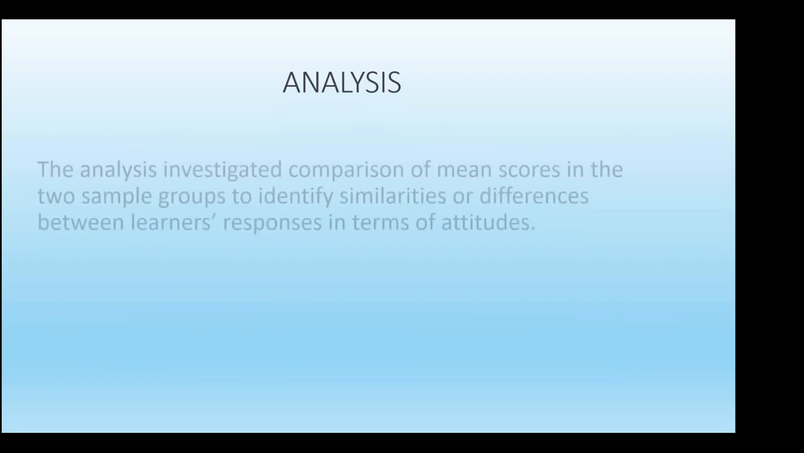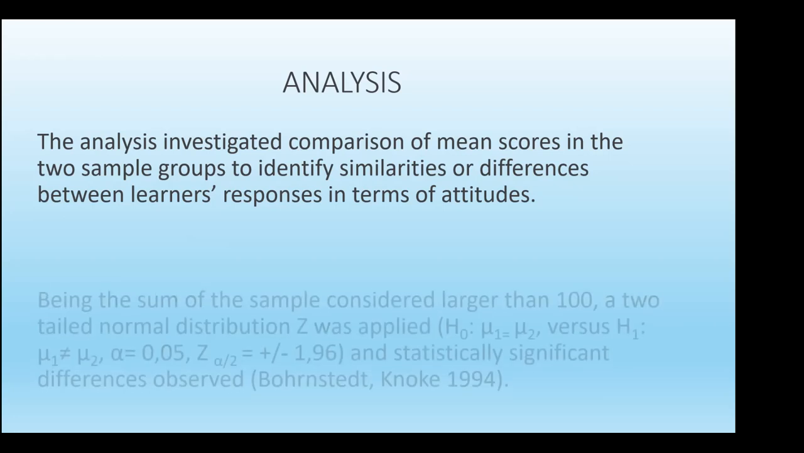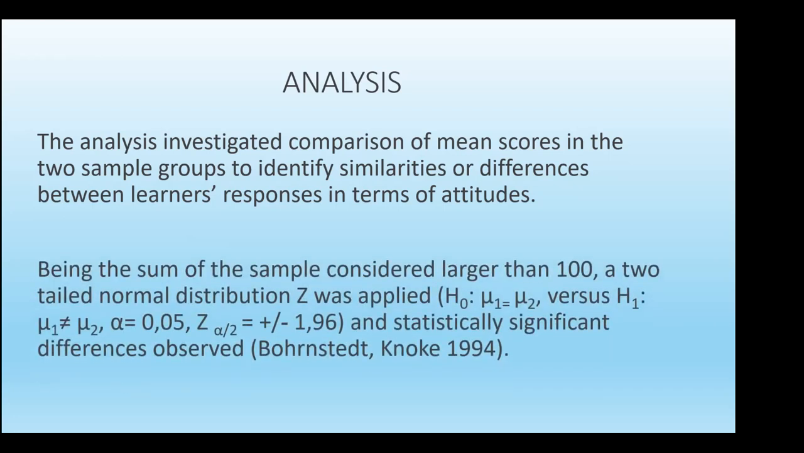So I'll go into the analysis. I'll explain how I carried out the analysis. The analysis investigated a comparison of mean scores in the two sample groups. I carried out a quantitative analysis to identify similarities or differences between learner responses in terms of attitudes. This is the statistical test that I used because the size of the sample considered was larger than 100. So it was decided to use the two-tailed normal distribution Z, which was applied, and statistically significant differences observed.